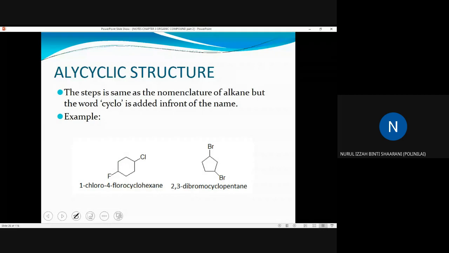So the step is the same as the nomenclature of alkane, but the word cyclo is added in front of the name. Kalau alicyclic structure of haloalkane tu lah. Jap, kita tengok satu contoh.